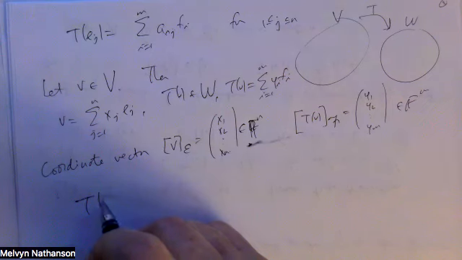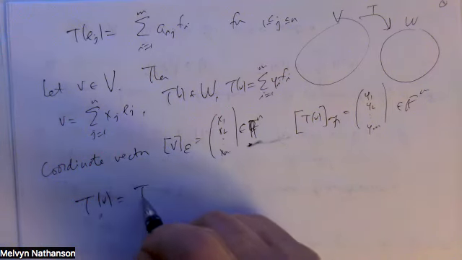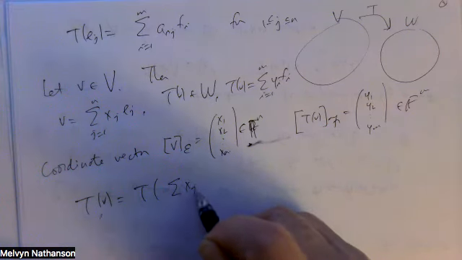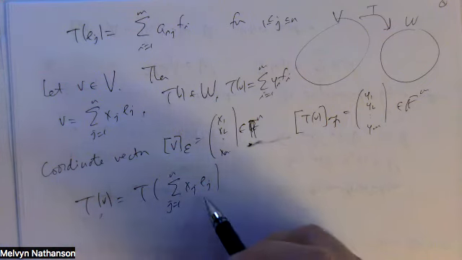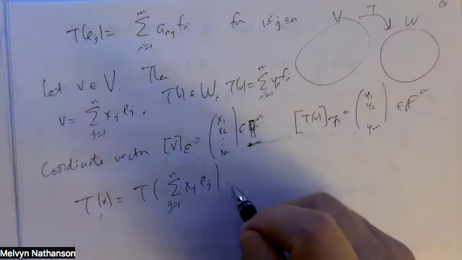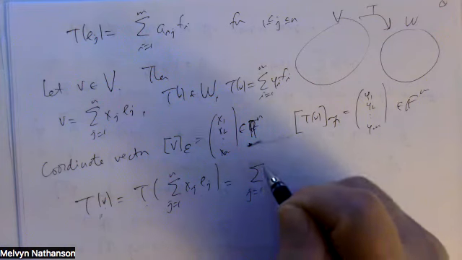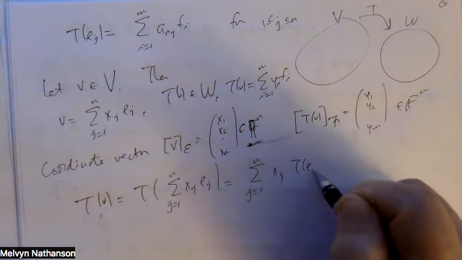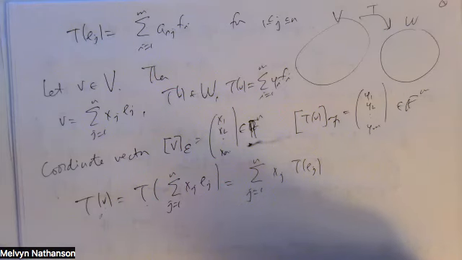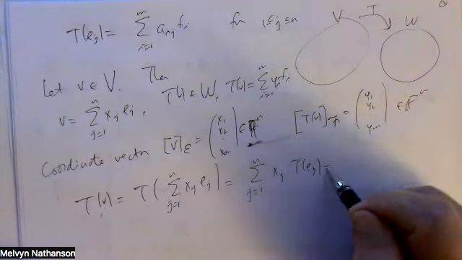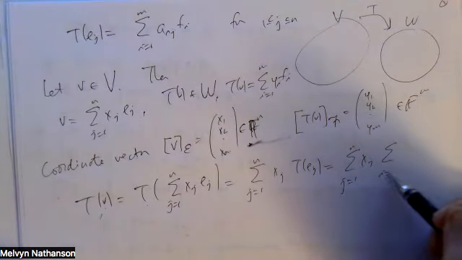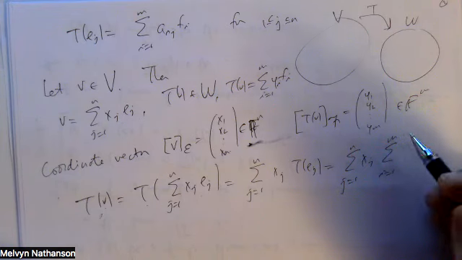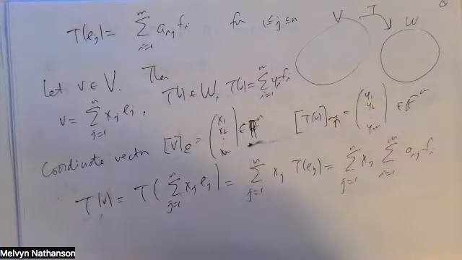You see, what is T of v? T of v is T of summation x sub j e sub j, j goes from 1 up to n, because v is equal to this vector. Because T is a linear transformation, this is summation, j goes from 1 up to n, x sub j, T of e sub j. Summation j goes from 1 up to n, x sub j. T of e sub j is summation i goes from 1 up to m, a sub ij, f sub i. We can interchange finite summations.